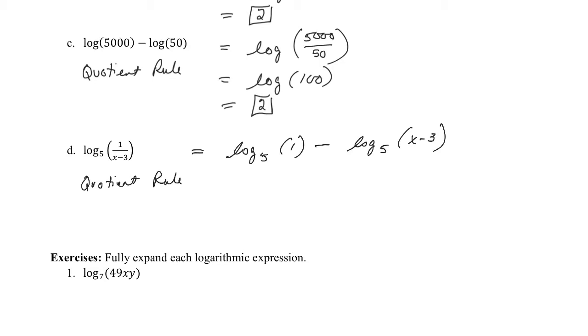So I can further evaluate log base 5 of 1. I need to know 5 raised to what power is 1? Well, I know that any number raised to the 0 power is 1, so that means 5 raised to the 0 power is 1, so this is actually 0. Minus log base 5 of x minus 3 is fully simplified, fully expanded, so the answer is negative log base 5 of x minus 3.